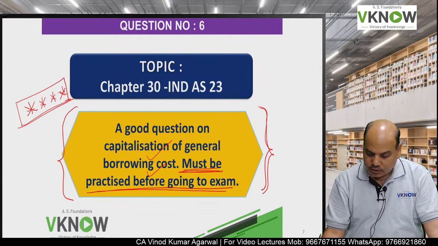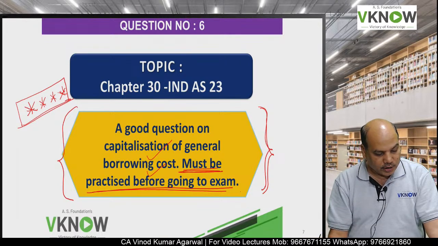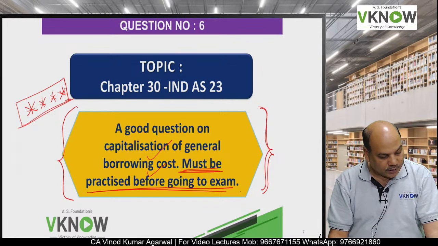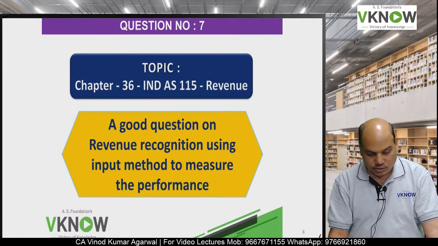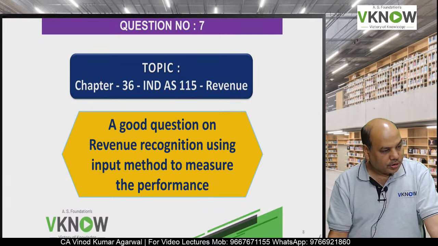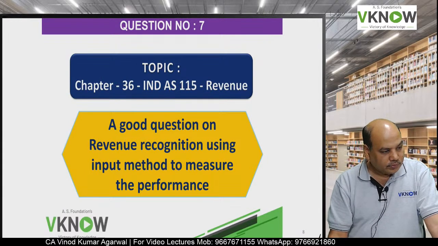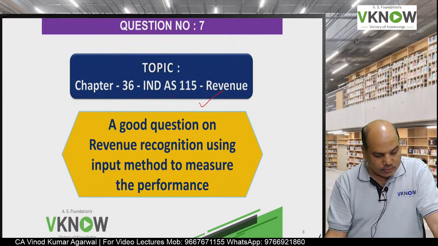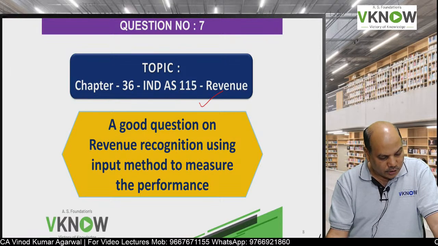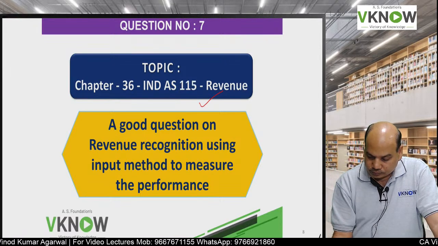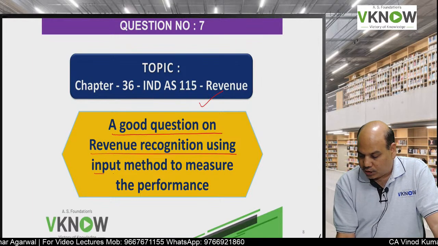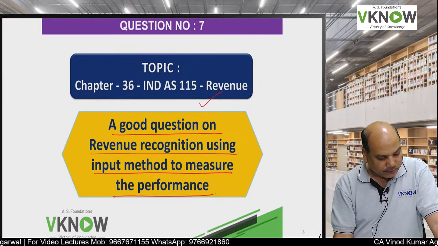Please go through it once. This question requires you to calculate borrowing cost to be capitalized as a part of building cost. Then comes question number 7, which is on Ind AS 115. Ind AS 115 is revenue recognition, and this is a very good question on revenue recognition using input method to measure the performance, right?